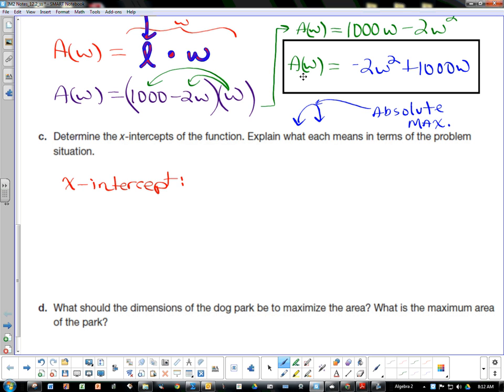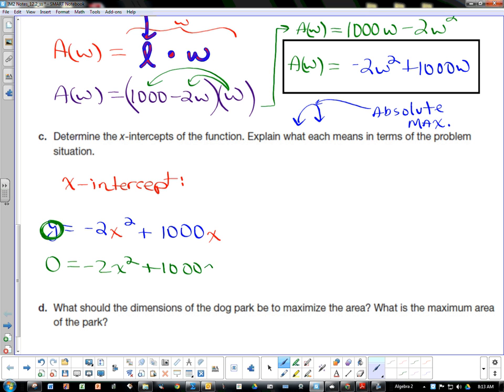I could rewrite that equation like this. Y is equal to negative 2W squared plus 1,000 W. And I don't even have to write the W if I don't want. I can come over, grab an eraser, take the W's out, and I could make those X's if I want. If that makes you feel a little bit more comfortable, that's fine. Now, how do you find an x-intercept? Well, what we do is we take this y and we let it equal 0. So 0 is equal to negative 2x squared plus 1,000x. And then you have to solve that.